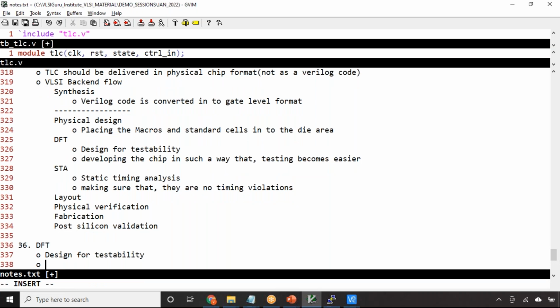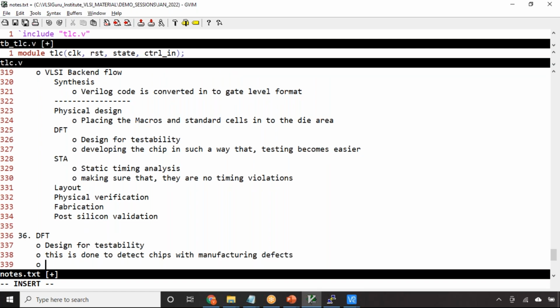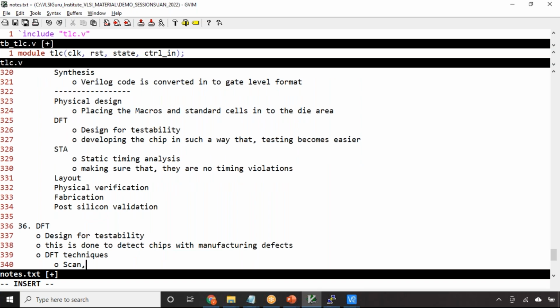This is done to detect chips with manufacturing defects. It uses some techniques called DFT techniques, like scan, ATPG, BIST, JTAG. Some techniques are there like boundary scan. Various techniques are there. Using these techniques, they detect the chips with manufacturing defects.